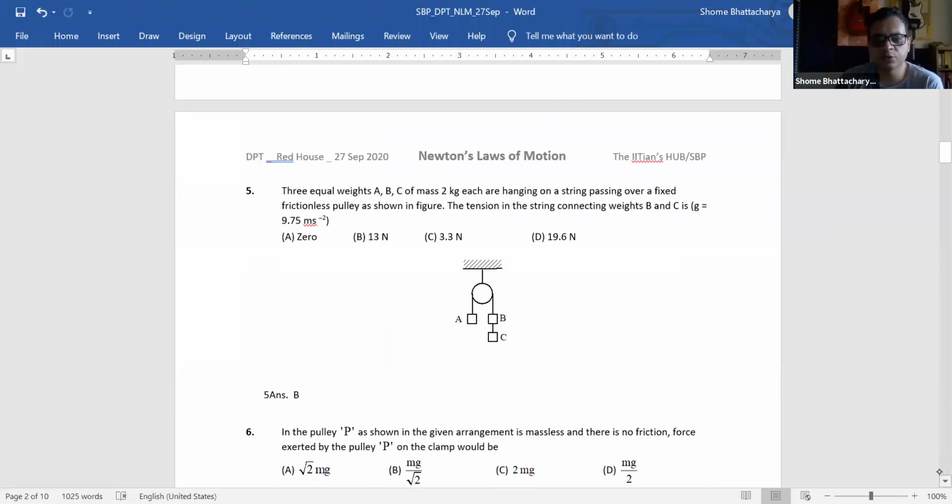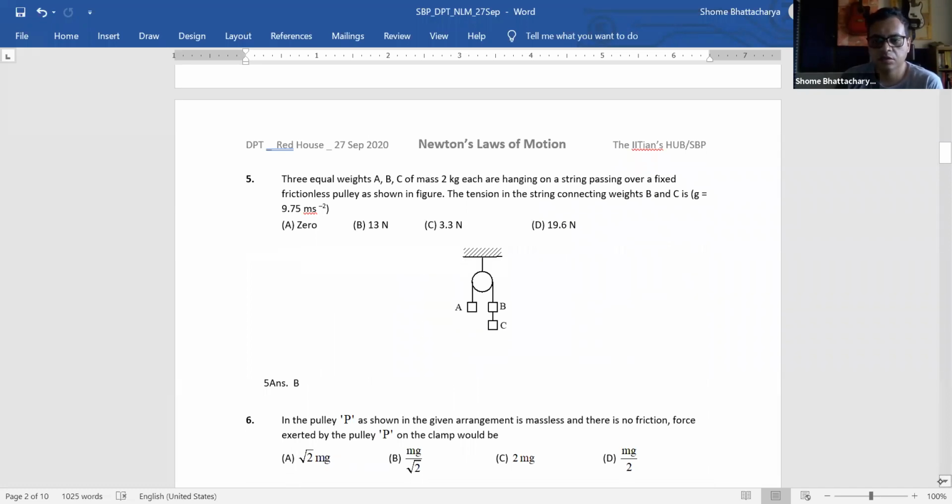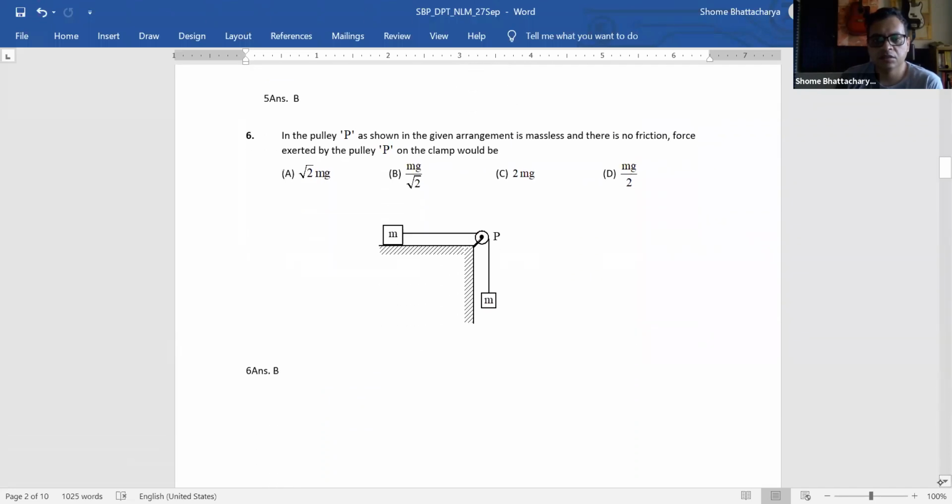So 5th question, I don't think anybody will have difficulty. This will just have a combined acceleration downwards, this will have a combined acceleration upwards. I mean, that's pretty easy. 6th question, well, I don't think there should have been any confusion with this, but anyway, let's solve. It is probably a solving mistake on your part if you're not getting the answer.